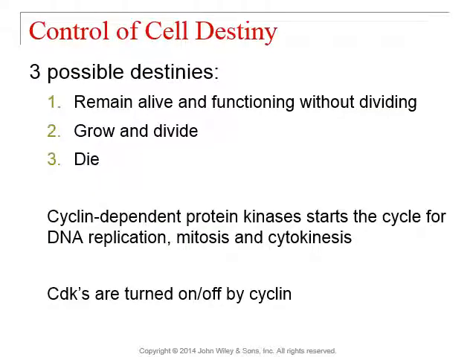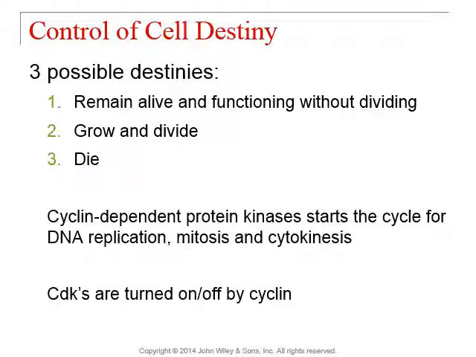So control of the cell destiny is all based on the protein cyclin. This will basically turn cyclin-dependent protein kinases on and off to whether we want to start the cycle for DNA replication, mitosis, and cytokinesis, or to not ever continue through this process at all.